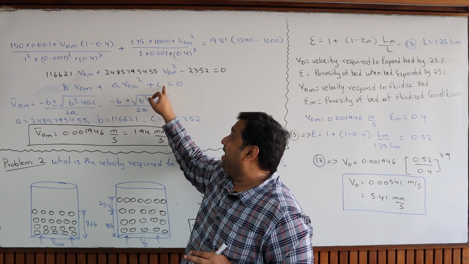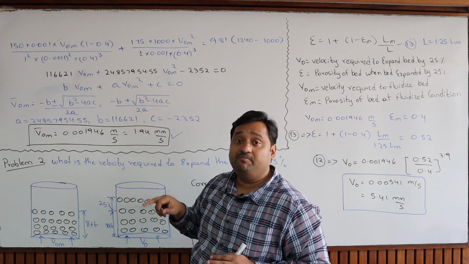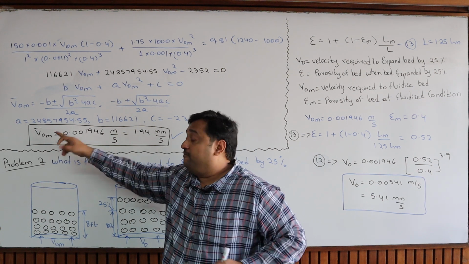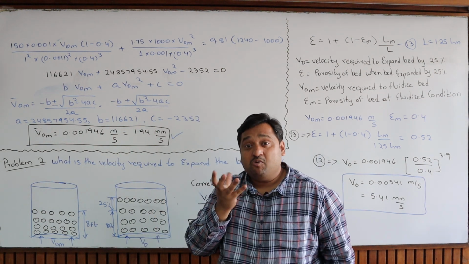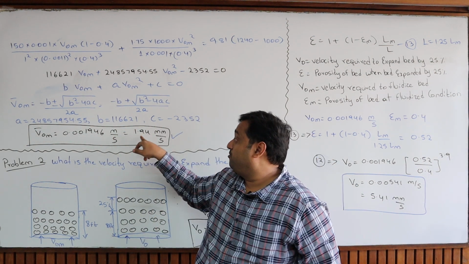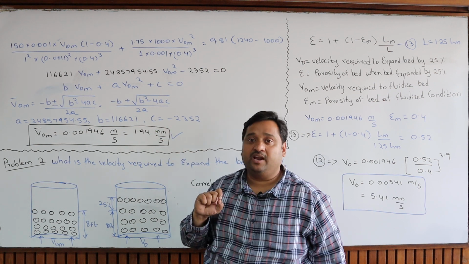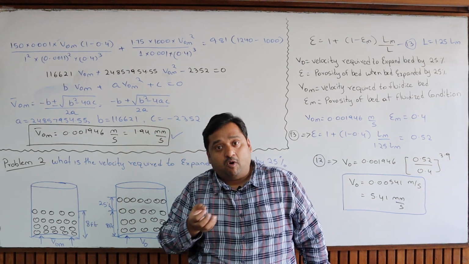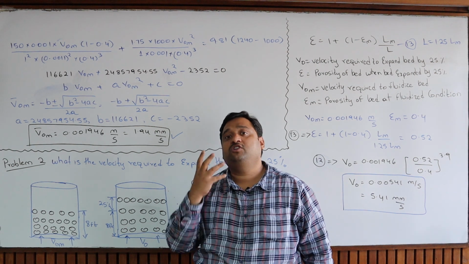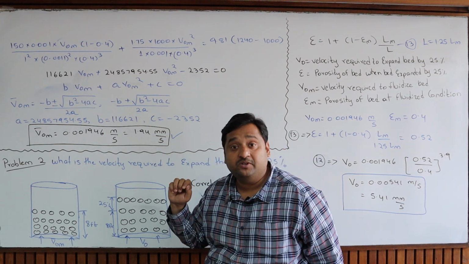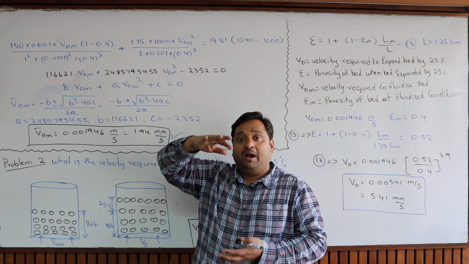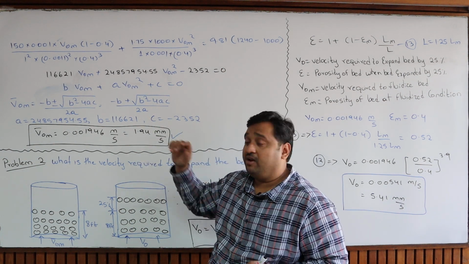You know A, B and C here, substitute all the values, and you get the minimum fluidization velocity required to fluidize the bed as 1.94 mm per second. If you pump the water from the bottom at the velocity of 1.94 mm per second, then the bed will be fluidized. So this is the problem.